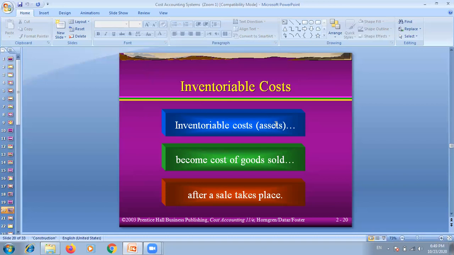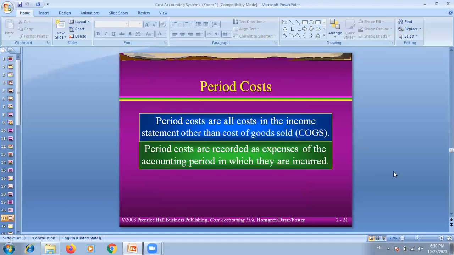But when I sell this inventory, I take it from the stores and give it to the buyer. When I sell these goods for 100 pounds, for example, the goods are converted to COGS, to be compared with the sales price to get gross income. So inventoriable cost is considered an asset; when we sell this inventory, it becomes cost of goods sold. After the sale takes place, we get our operating income.